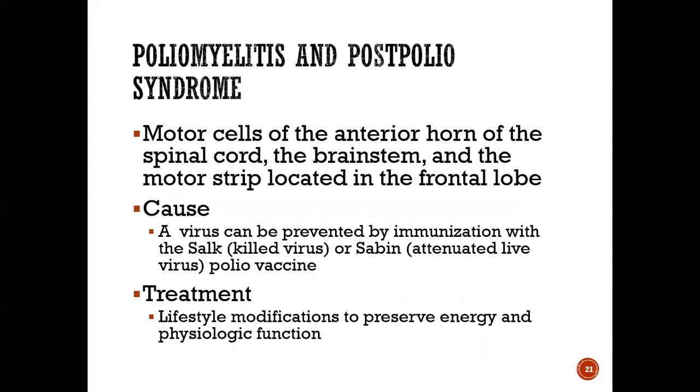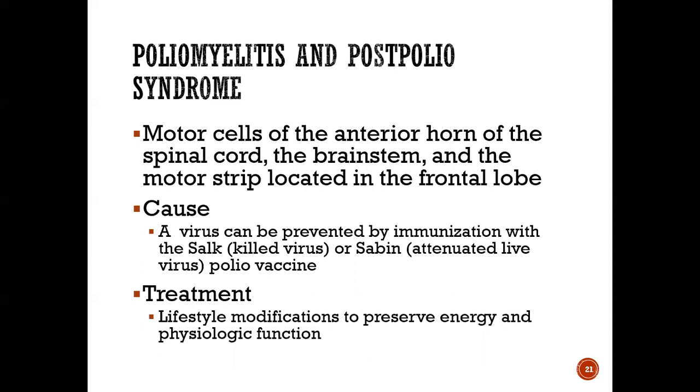Poliomyelitis and rehabilitation can take months to years. Poliomyelitis and post-polio syndrome: the motor cells of the anterior horn of the spinal cord, the brainstem, and the motor strip located in the frontal lobe are affected by polio. A virus can be prevented by immunization.